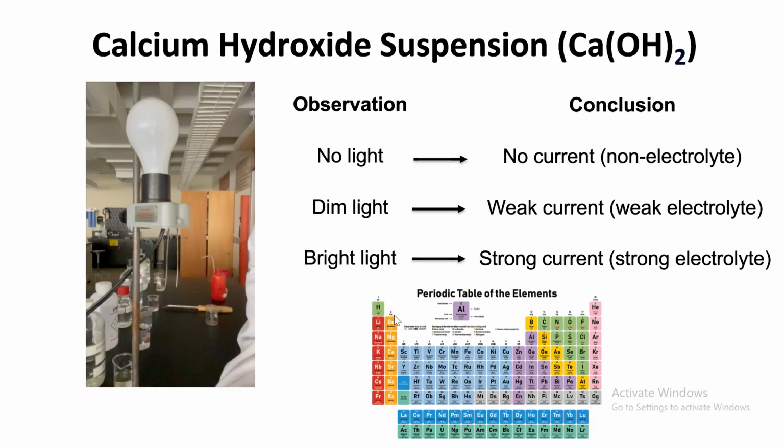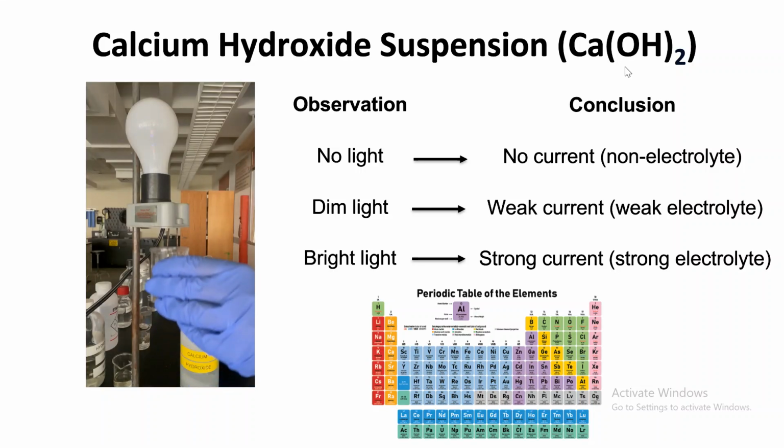Next up, we have calcium hydroxide. If you look here, calcium is on the left of the periodic table, Ca. It's a metal. Hydroxide is OH, and the oxygen and the hydrogen are nonmetals. So when you have a metal and a nonmetal, you have an ionic compound. Let's see if this ionic compound is going to conduct electricity or not. Also, calcium hydroxide is one of the strong bases. We're shaking it to make sure everything is fully dissolved, and we're going to pour a little bit of calcium hydroxide into the beaker.